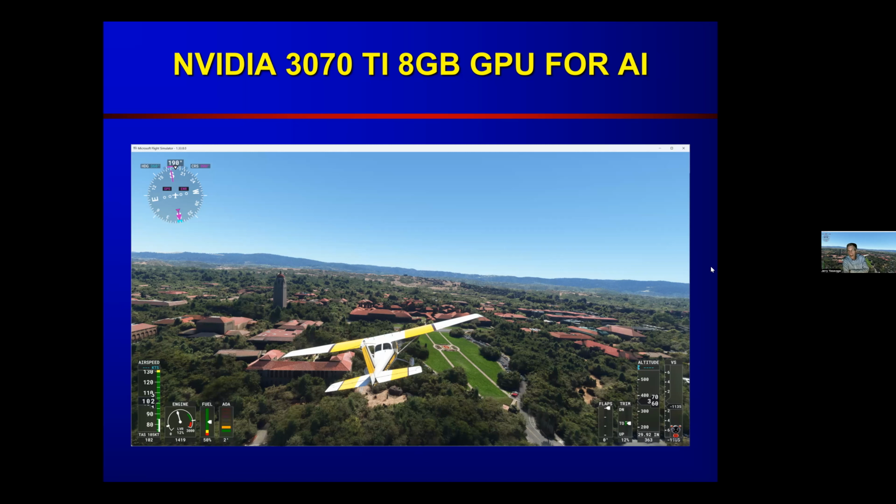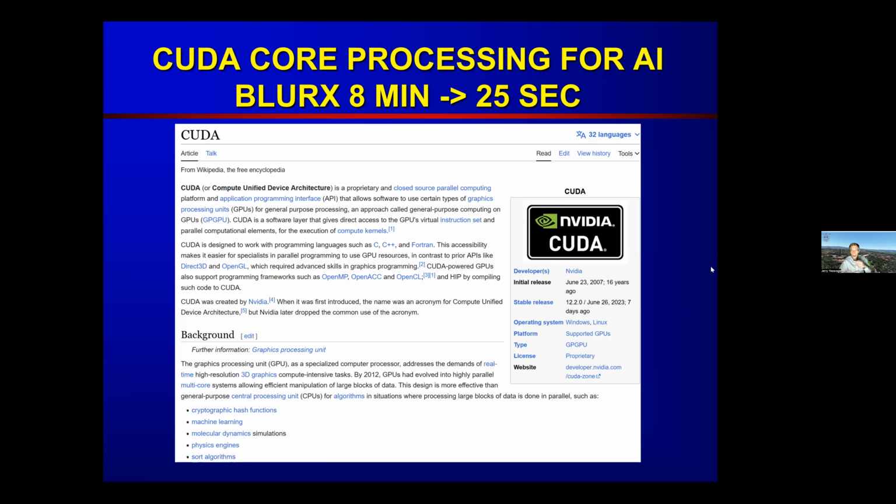So what you're looking at here is not the Stanford Campus. This is a computer-generated image. If it was for real, you'd ask yourself, how could I have taken a picture of that aircraft? And this is just unbelievable graphics processing. And it's the CUDA core processing.